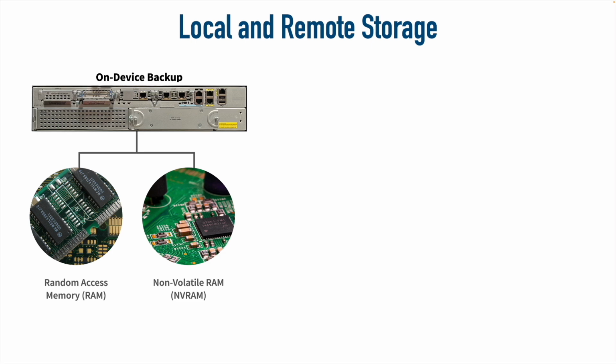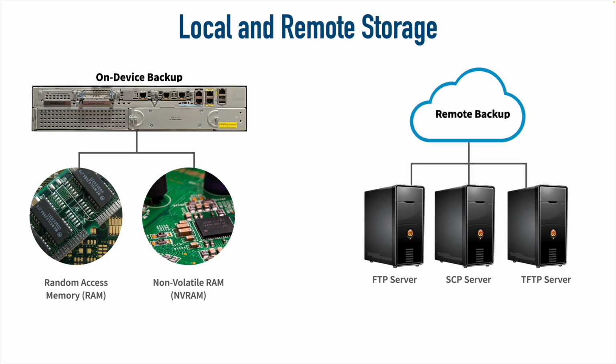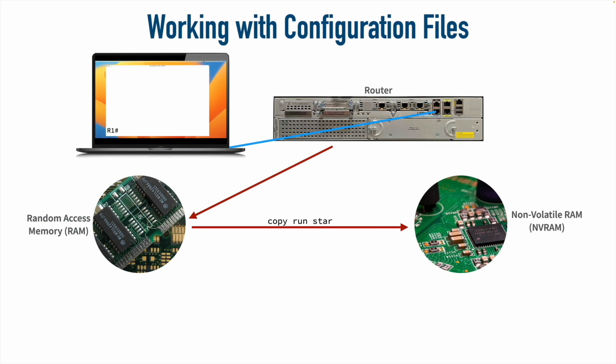But what if something really bad happened to the router? Maybe there was a natural disaster or a fire, and the router was destroyed. It's not going to do us much good if our configuration is stored on non-volatile RAM on a router that has been destroyed. So it's a good practice to make remote backups, maybe on other servers. As a few examples of the type of servers we could back up our configuration to, we could back it up to an FTP server, an SCP or secure copy server, or a TFTP server. Of those options, you might want to consider secure copy because that's going to be a more secure transmission of your configuration.